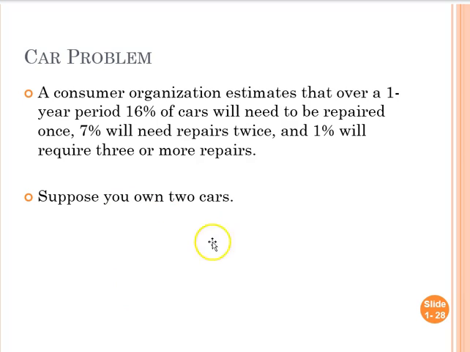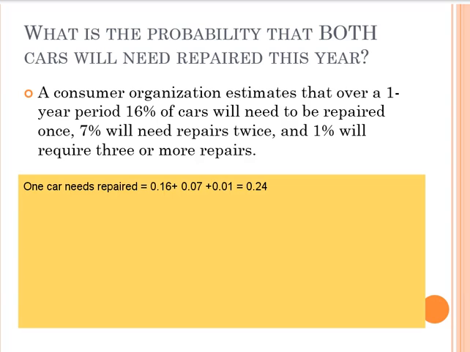The first thing that we're going to do is assume that car repairs for 1 car are independent of car repairs for the second car, and that's going to allow us to use the multiplication rule. So this first problem looks at the probability that both cars will need to be repaired. Again, we're going to assume the cars are independent, so we're looking at the probability that car 1 will need repaired and car 2 will need repaired. And so we can just multiply those 2 car repairs together.